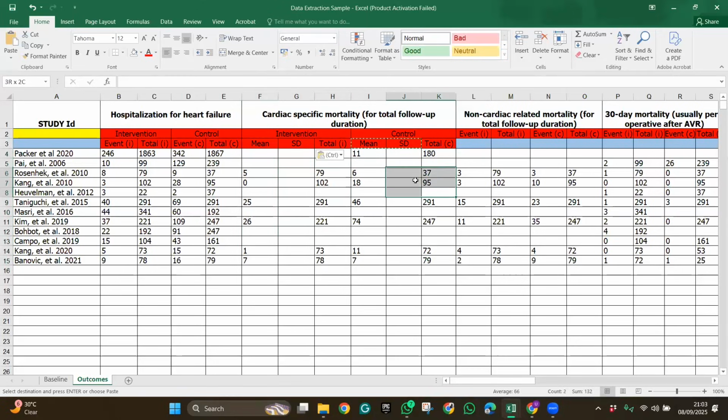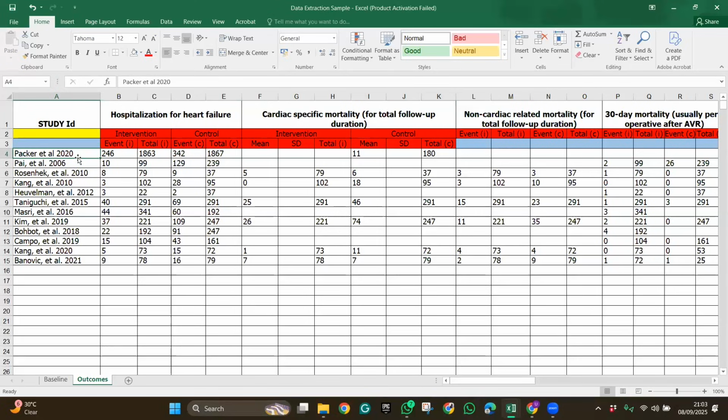Okay. Similarly, you're going to do the same for the control group. So you're going to write the mean value here. You're going to write the standard deviations in this column and then the total in this column. Achha, once you're done extracting the data for your first study, Pecker et al. 2020, and adding all the outcomes, what you're going to do next is move on to the second study.